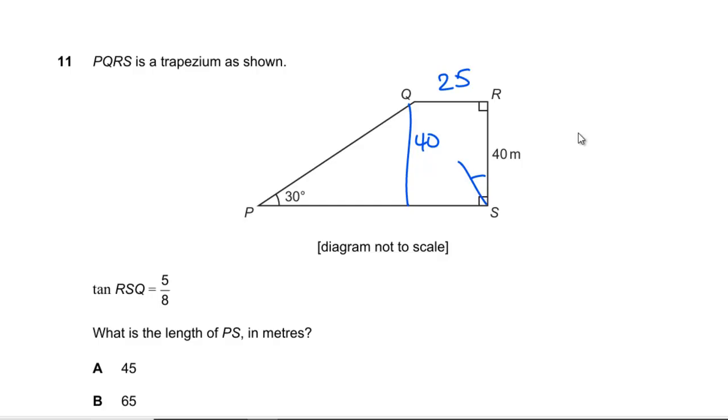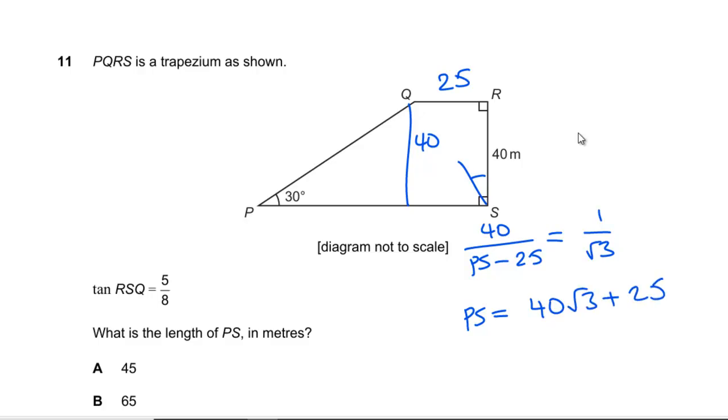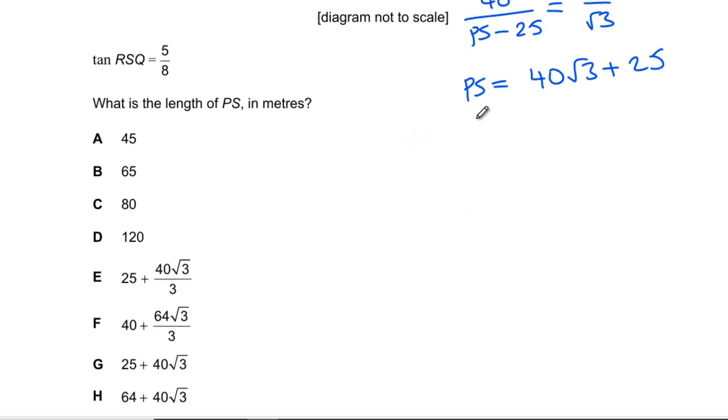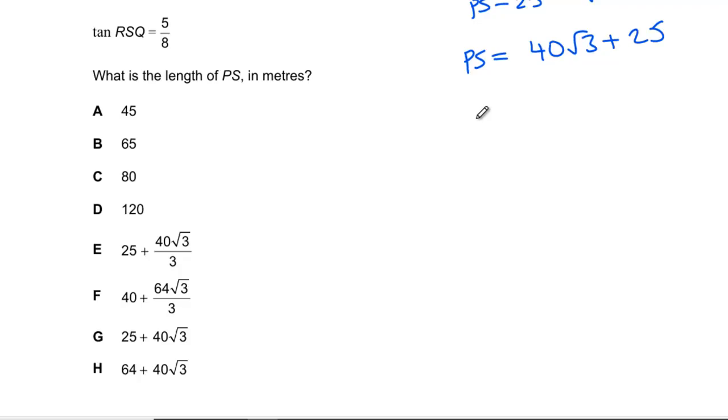So PS is, well, PS minus that 25. And then we want to do opposite over adjacent. So 40 divided by PS minus 25 is going to be 1/√3. So PS is going to be 40√3 plus 25. Is that on here? Yes, it's G. Okay.